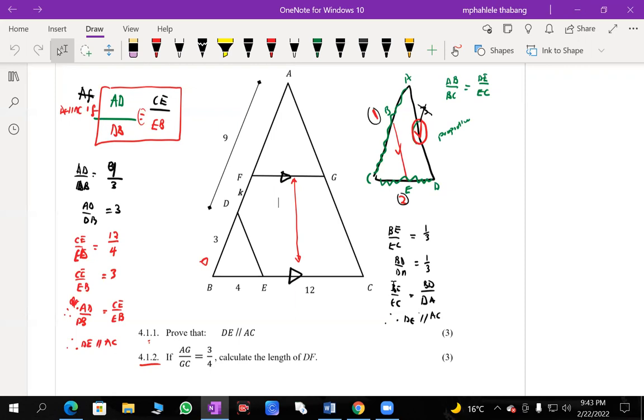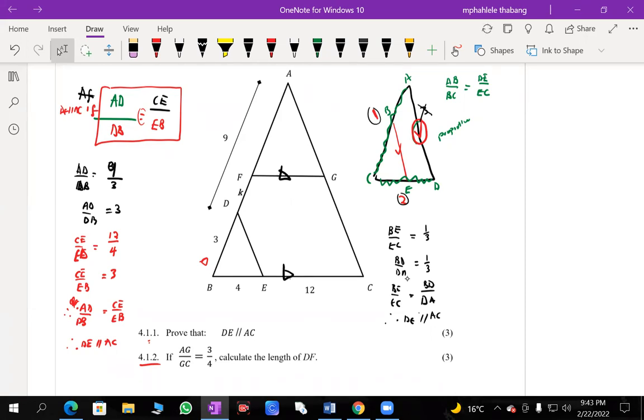You must be sure that there is a line, maybe FG, that is parallel to BC. We cannot apply the theorem we are talking about unless we are 100% sure that FG is parallel to BC. That's when we can apply that theorem. You must apply it only if they are parallel lines.